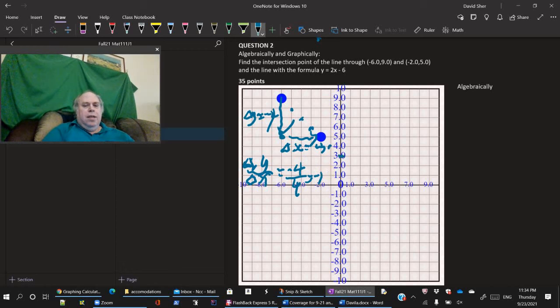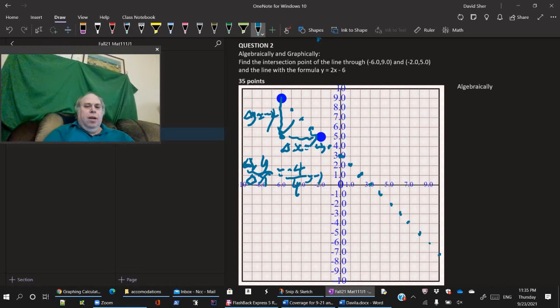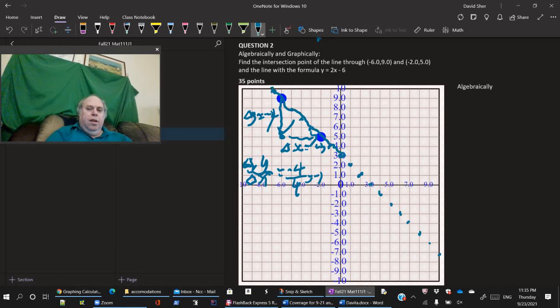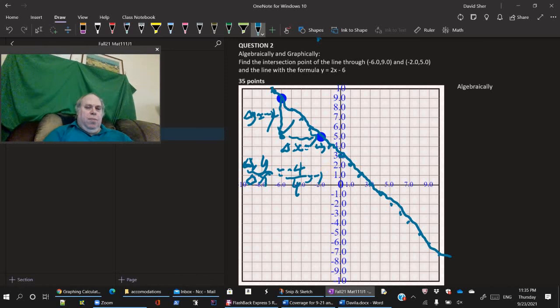We don't know where the intersection is going to be, so I'm just going to keep going and drop down all the points, over 1, down 1, and maybe go left 1, up 1. I'm going to draw the line through all of this, and it's going to be pretty much a line, even though I'm drawing on glass.